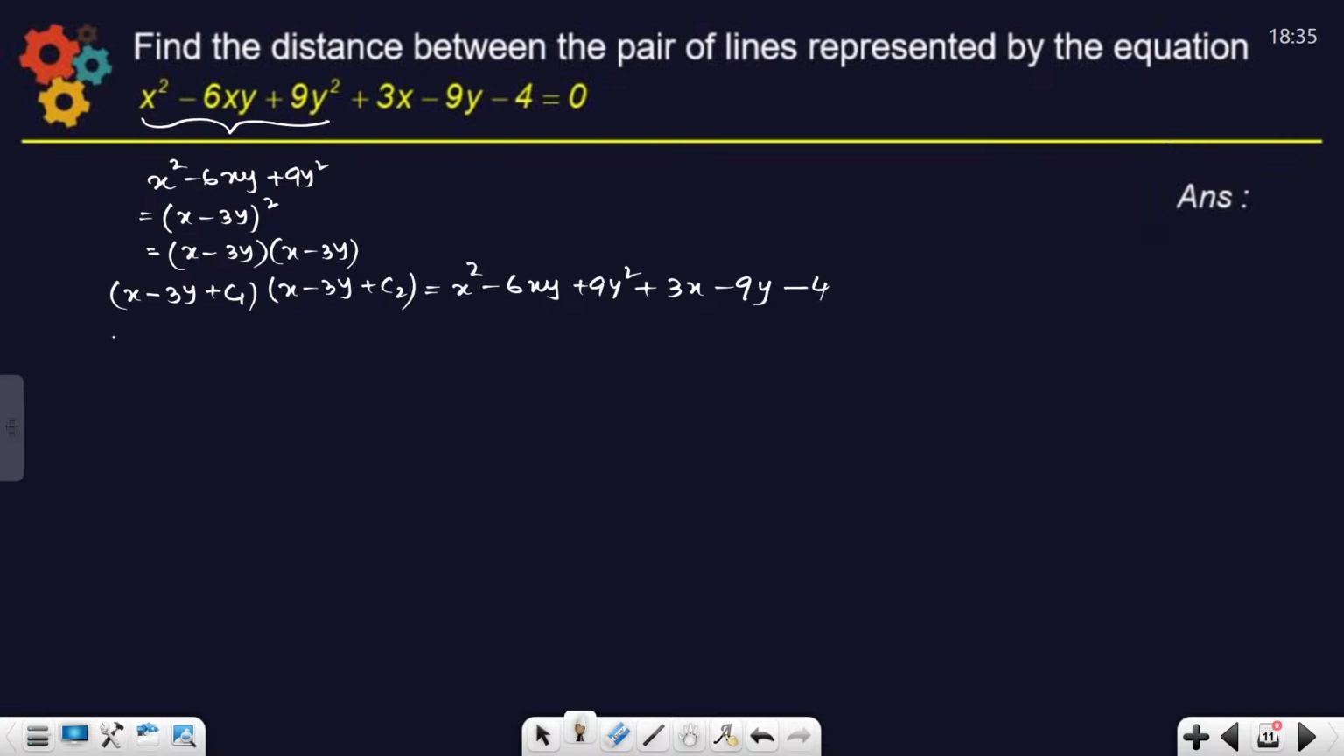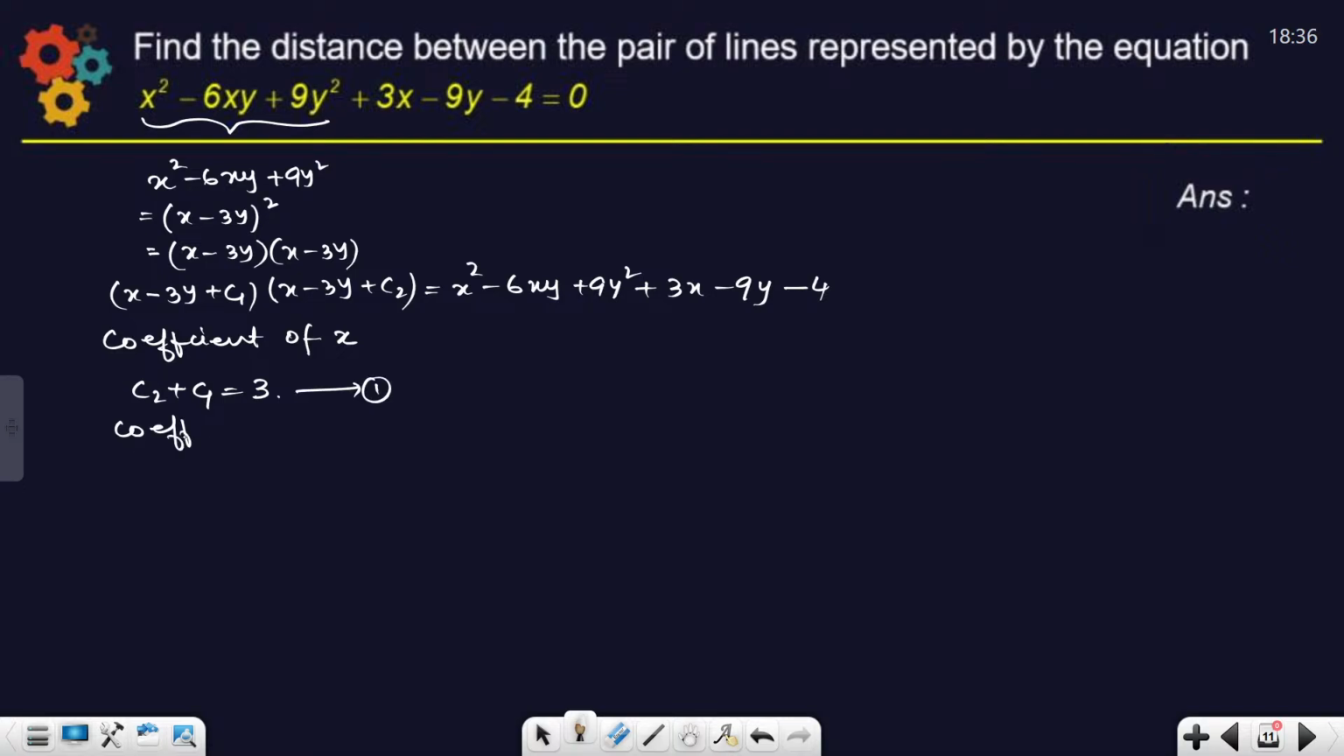So now what will be the coefficient? Because I need to find c1 and c2, I need two equations. So, coefficient of x from both sides. What will be the coefficient of x? It will be c1 plus c2. And what is the coefficient of x on the right hand side? It's 3. This is the first equation that we got.